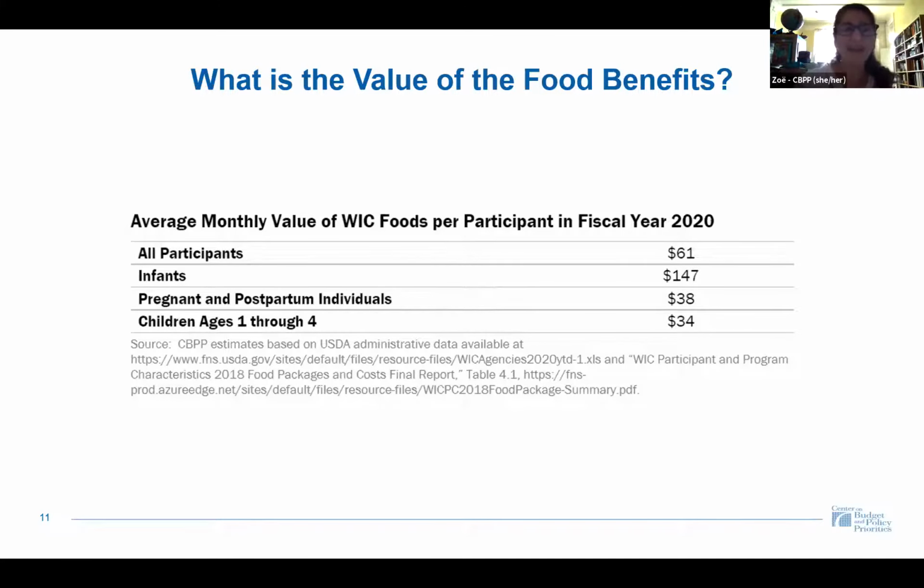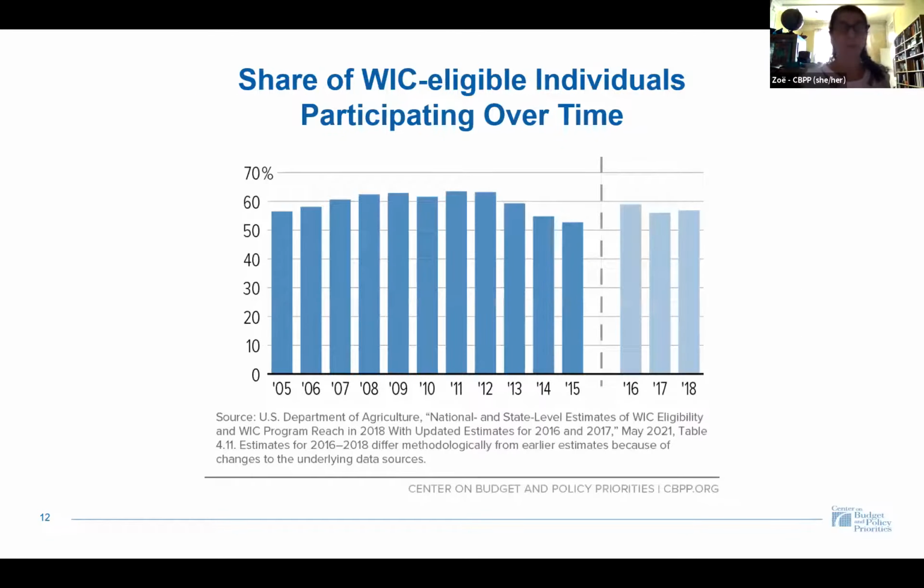So that's it on the basics. I'm going to turn now to talking a little bit about participation. So USDA every year analyzes the measure of the share of eligible individuals who participate in WIC. And in WIC, that is referred to as the coverage rate. USDA has been doing this annually since 2005, and what you're seeing here is from their latest report, which was just released about a month ago.